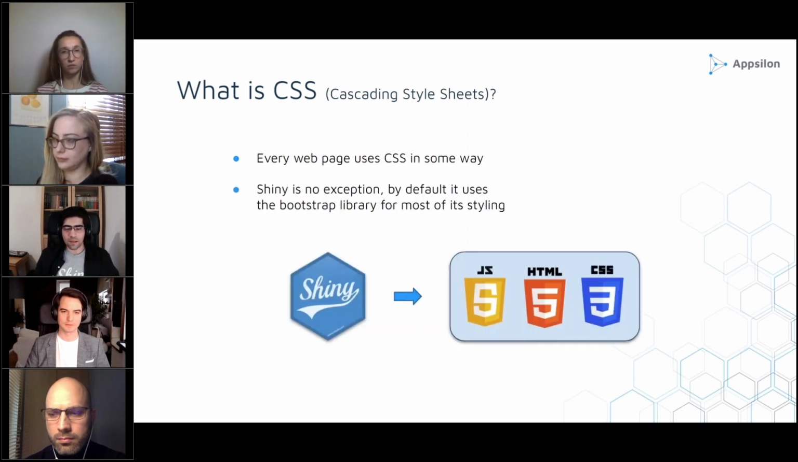So why is this really important for Shiny? Every web page right now, in some way or another, uses CSS, and Shiny is no exception. Even though you're programming in R and building this Shiny application, behind the scenes Shiny is generating some JavaScript, some HTML, some CSS, and the key part here is the CSS. Because some CSS is being generated, we can also add our own on top of it.